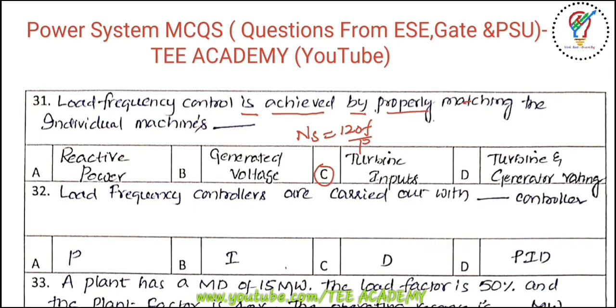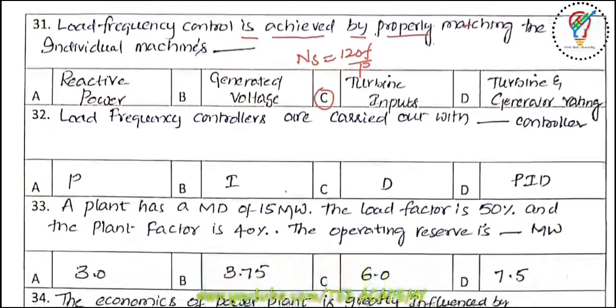Next question: the load frequency controllers are carried out with a dash controller. That means in a power system, in order to control the load frequency, that means in order to control the speed, which type of controller are we adopting here? The answer is proportional integral derivative, that is, the answer is D. P for proportional, I for integral and D for derivative, so the answer here is PID.